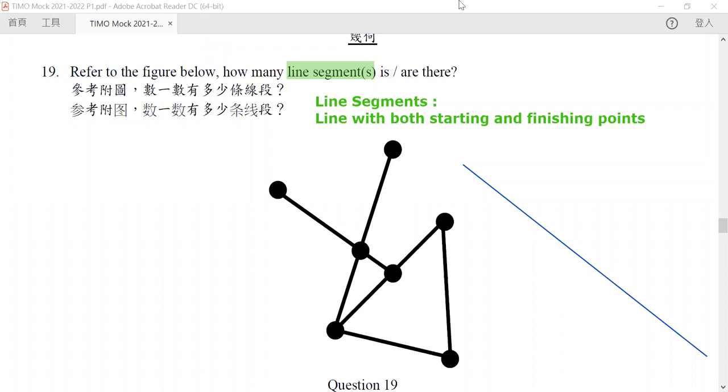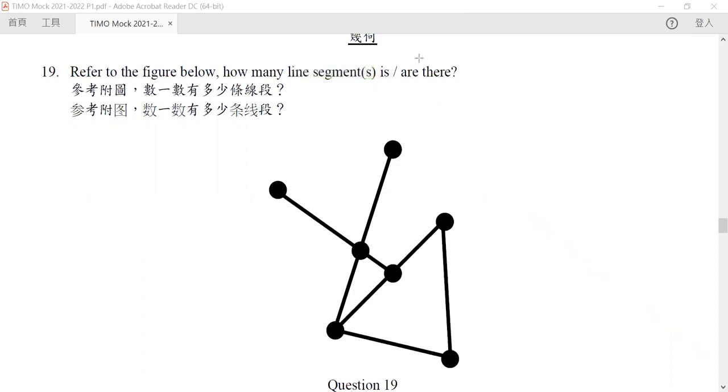Answer is 11. Oh, really? So let's check. Okay, let's check. Yes.